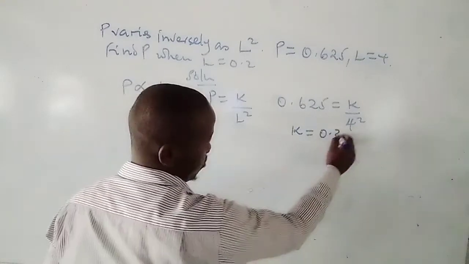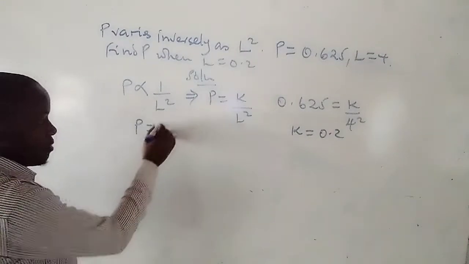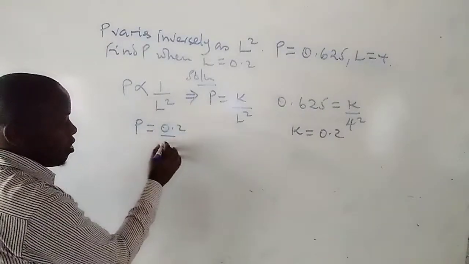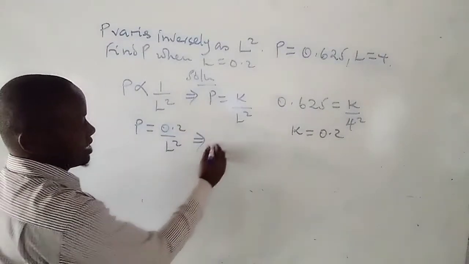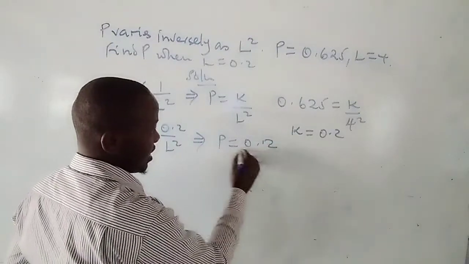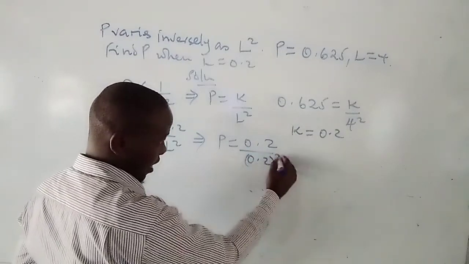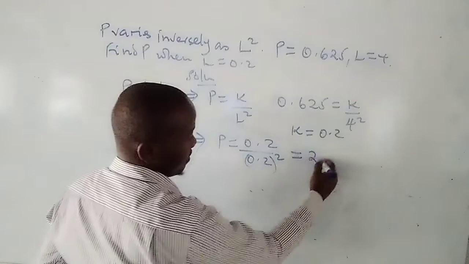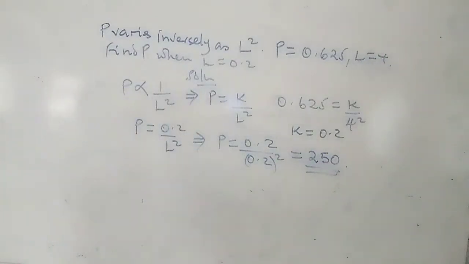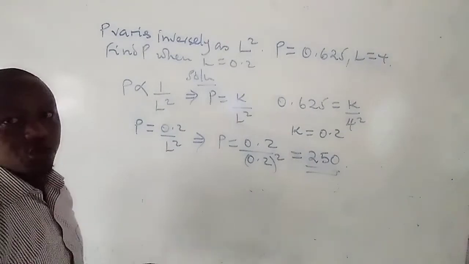We can get K by multiplying, to find 0.2. So because we have the constant now, we can get P, because P is equal to K, which is now known, all over L squared. This implies that we can get P as 0.2 divided by 0.2 squared, and this will simplify to 250. Therefore, when L is 0.2, then P is 250.